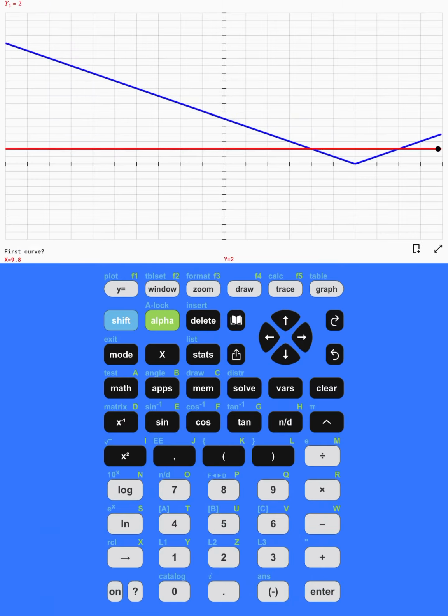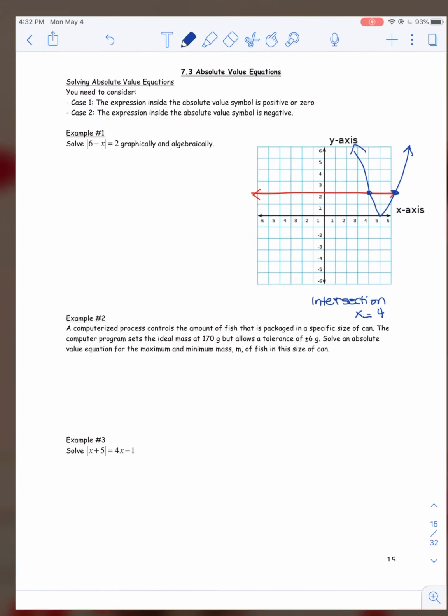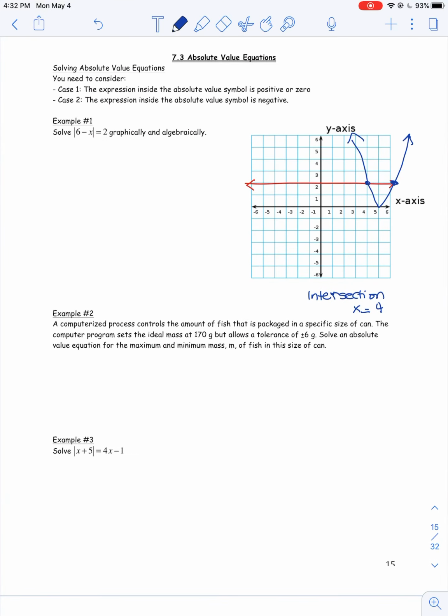So you should find that the intersection is, let me try it again, second trace number 5, at 8. So x equals 8 is the second intersection point. And so that would be how you do it graphically. So that would be one way of doing this.